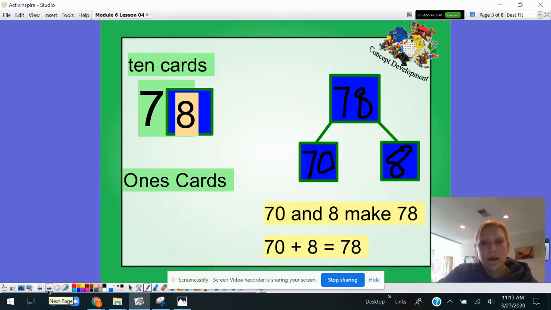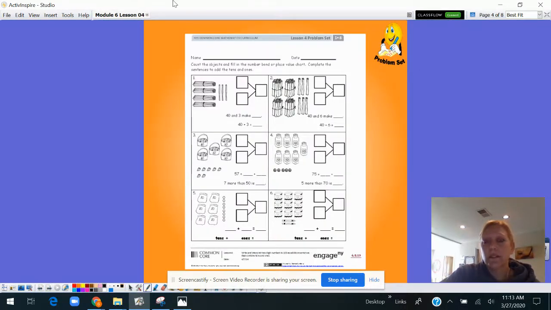I think that you guys are amazing mathematicians, and I know that we're going to be able to do this. So let's go ahead and look at our problem set. You can see for number 1, we have the bundles. And remember, those bundles will always equal 10. So let's go ahead and count those bundles by tens. 10, 20, 30, 40. We have 4 bundles, and we count it by tens, which is 40.